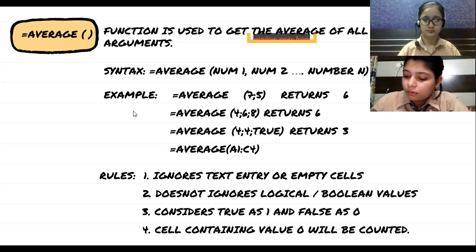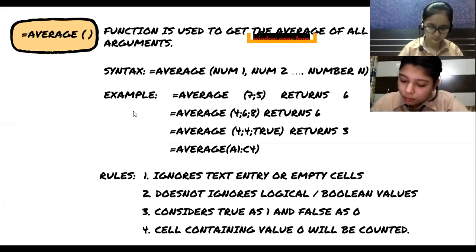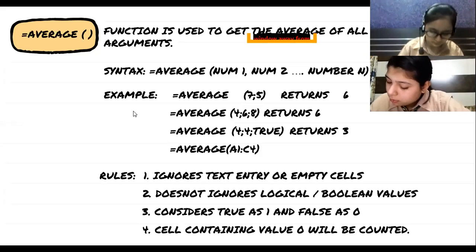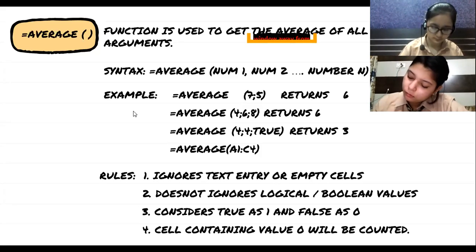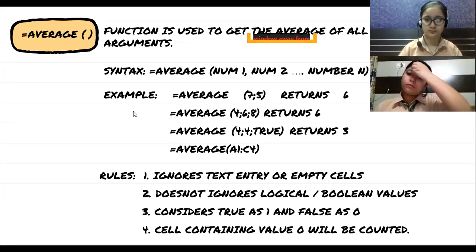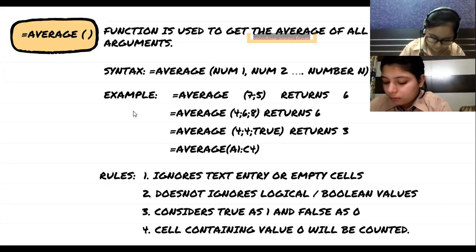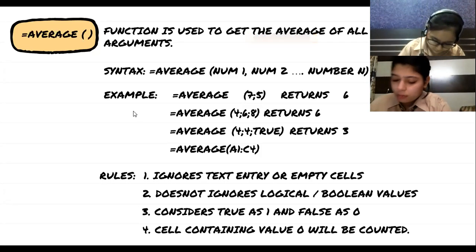You can write it down. A1 is equivalent to 5. Cell A1 is containing the value 5. B1 is containing 0. C1 is containing 1. Now apply the average function, equal to average A1 colon C1. And you will be getting the output.